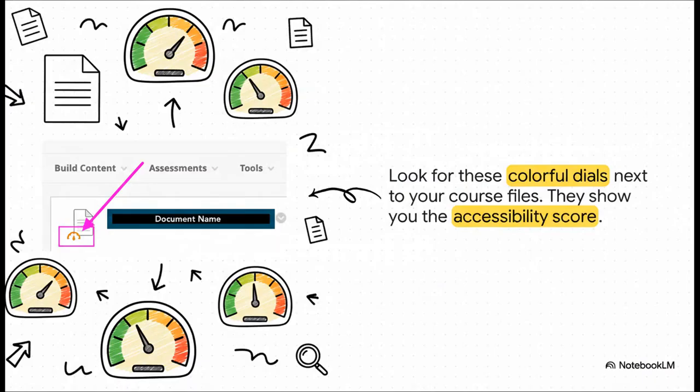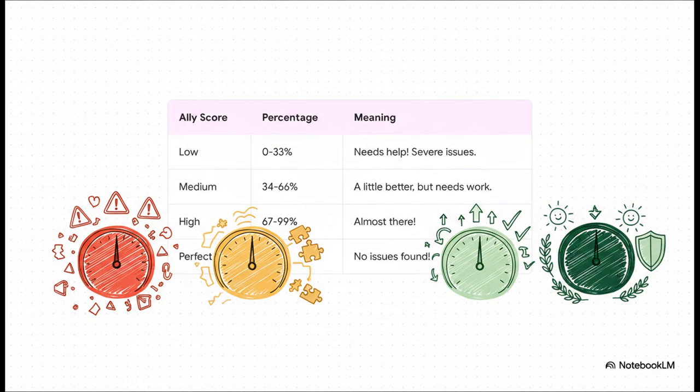The very next time you log into your course, just look next to your files. You're going to see these little speedometer-style dials. There's one for every piece of content Allie has checked. And that little dial is your instant, at-a-glance report card for how accessible that file is. So what do these colors mean? It's super intuitive. If you see a red dial, that's in the low range. It means that file has some pretty big issues and needs some help. Orange is medium, getting better but still has room for improvement. Light green means you're in the high range, so close. And that beautiful dark green dial, that means it's perfect, 100%. Allie couldn't find any issues.